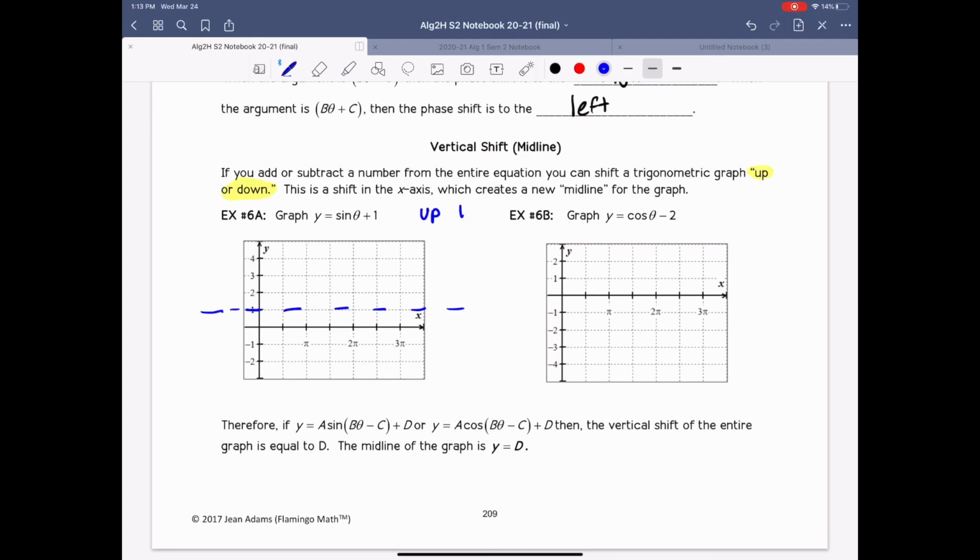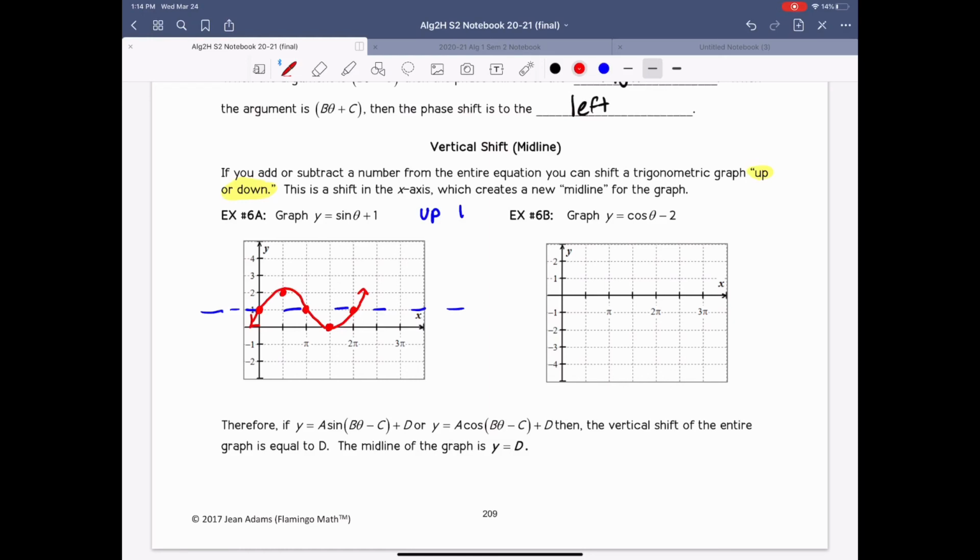So all of my points are going to be working around this line. My first point is going to be (0, 1), because I shift up 1. And now we're just going to do the same thing we did for the other graphs. Next up, I go up 1 at pi over 2. Then I go back to the midline at pi. And then after pi, I go below the midline at 3 pi over 2. Then at 2 pi, I make one full cycle, and I make my way back up to that midline. So this is what the graph of sine of theta plus 1 looks like. And it's going to go on forever in both directions, as we know.